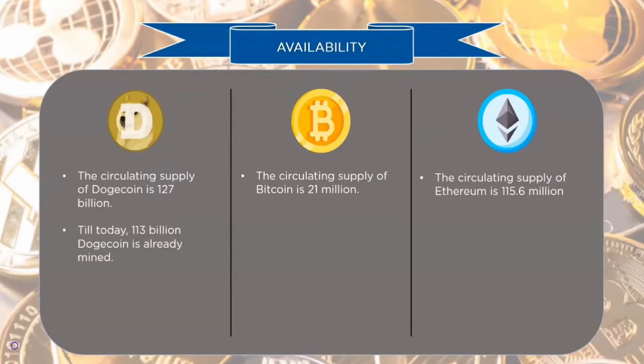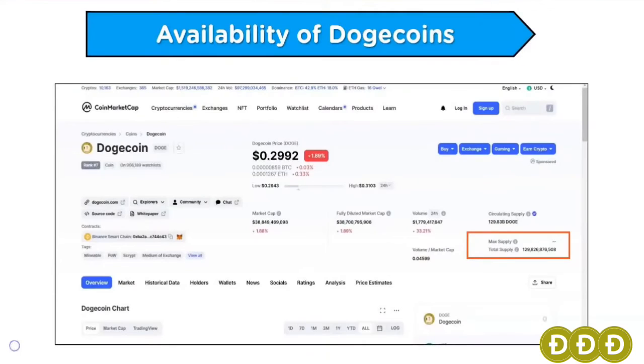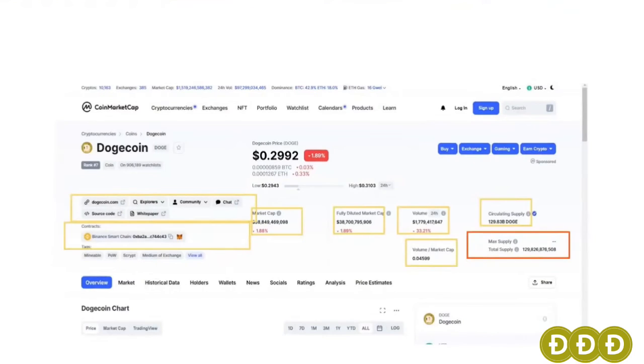For Bitcoin, 18 million Bitcoins are already mined. And for Ethereum, roughly 36 million Ethereum has already been mined. In this graph, you can see the red box on the right side of the graph shows the maximum supply of Dogecoin. On the extreme left, you can see first the options that you can use according to your requirements.